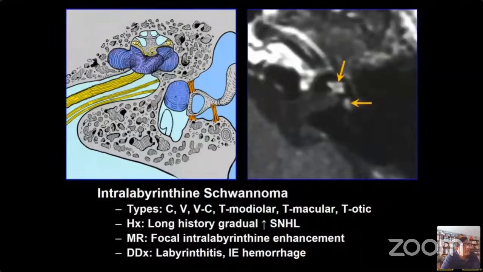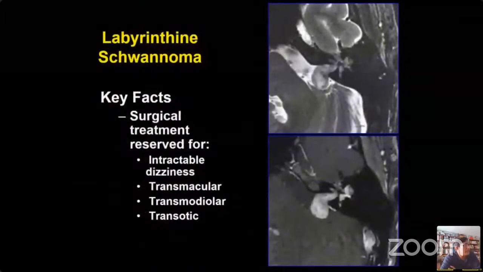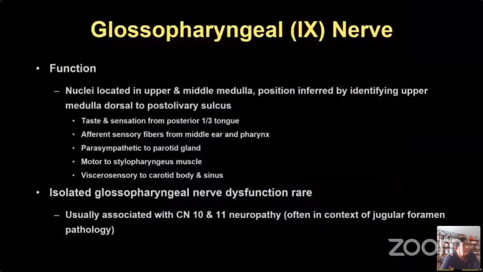Now let's look at some of the cases. This is a post-contrast imaging. You can see them lighting up on post-contrast images, and that again is a case of labyrinthine schwannoma. Now, labyrinthine schwannomas again are treated conservatively. So the surgical treatment is reserved only for people with intractable dizziness, or you have a transmacular or transmodiolar or transotic tumor. But if it is an isolated cochlear or vestibular mass, it is left alone.